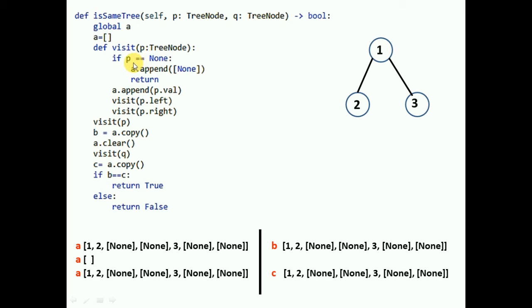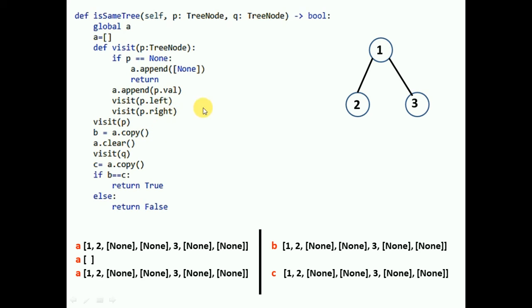When none is passed here, is p equal to none? Yes. So I will simply return it, and this line of code will not execute. After returning, this line will be executed, and here the p value is 2, because p left is executed first, then p right will be executed.